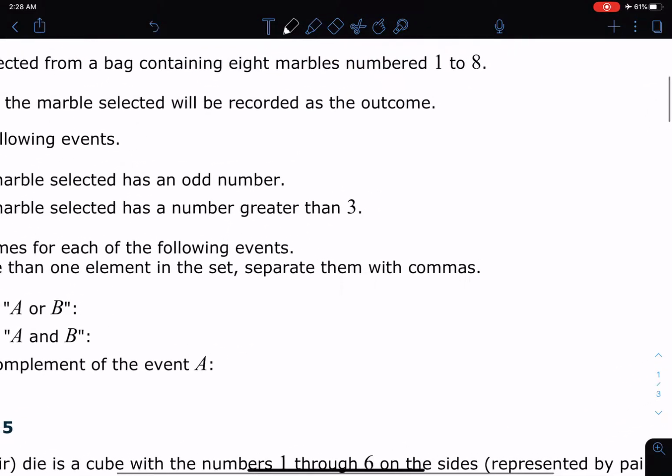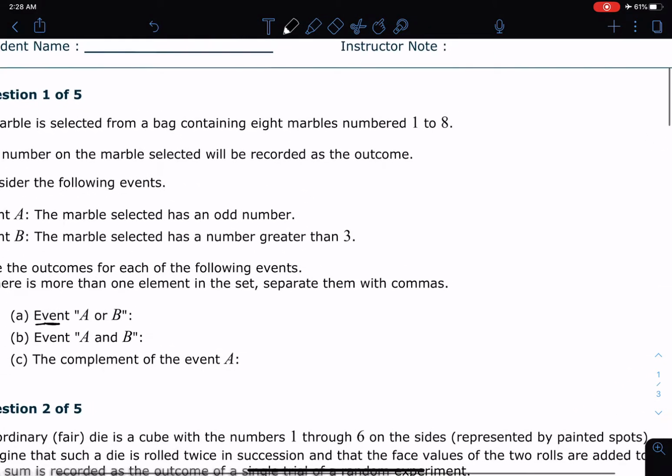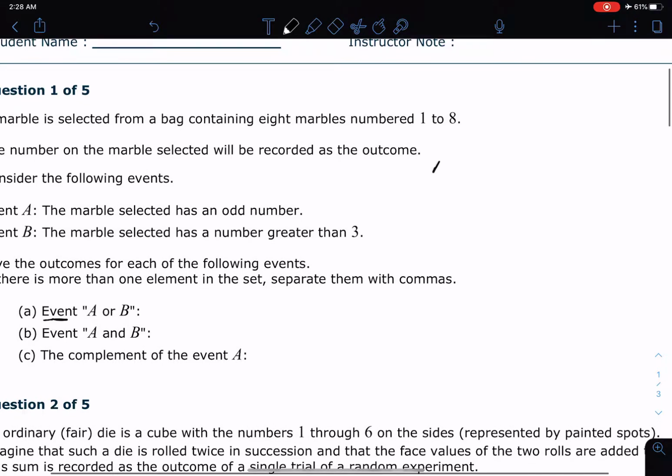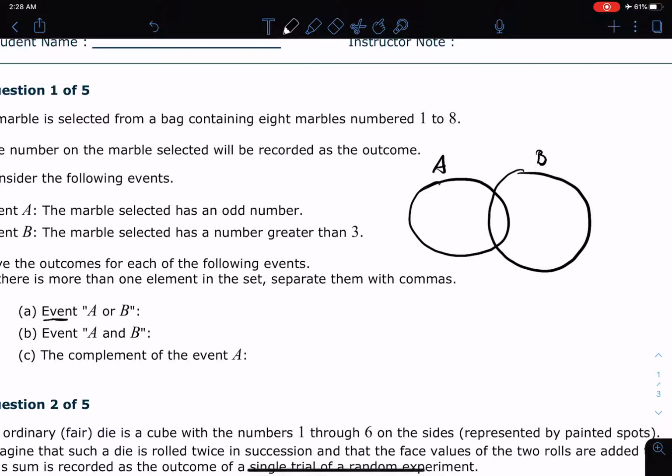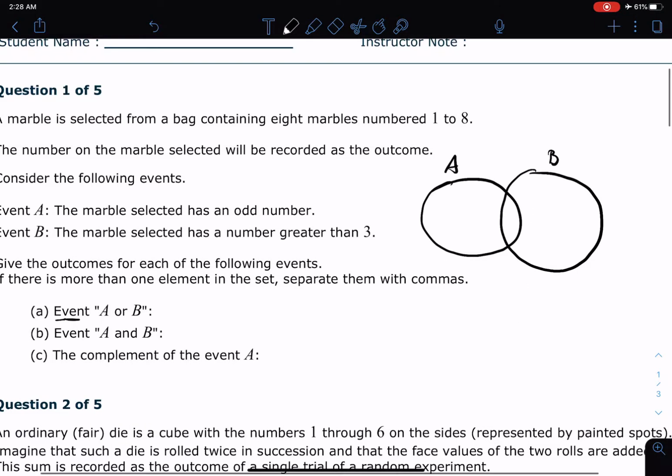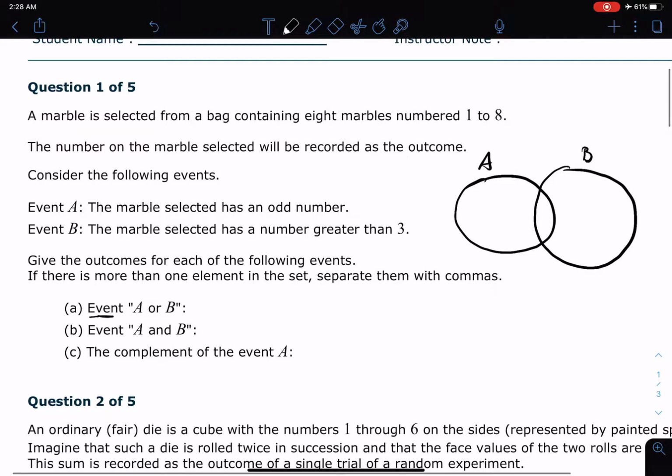So I would like to do a little Venn diagram of this. If I say set A, and then we also have set B, the question is, are these mutually exclusive, or do they overlap at all? And I think they overlap, but let's see. Event A is the marble selected has an odd number on it, and event B, the marble selected has a number that's greater than 3.